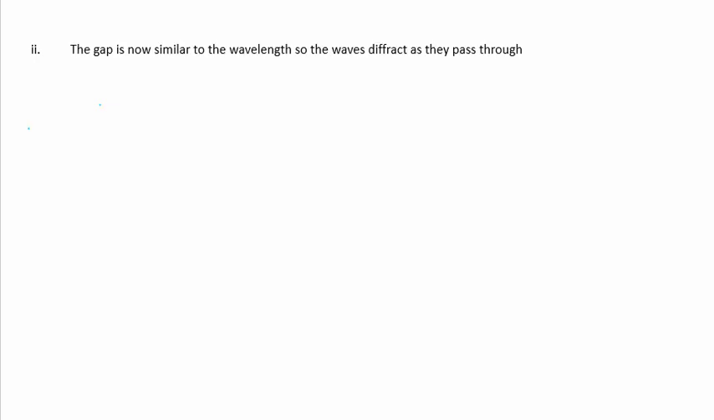In part 2, we're to explain why the receiver in figure 26.2 now detects microwaves. Well, the gap is now similar to the wavelength, so the waves will diffract as they pass through the gap.